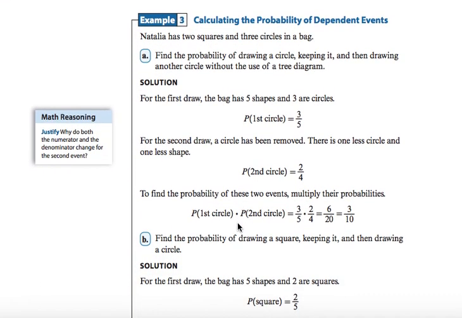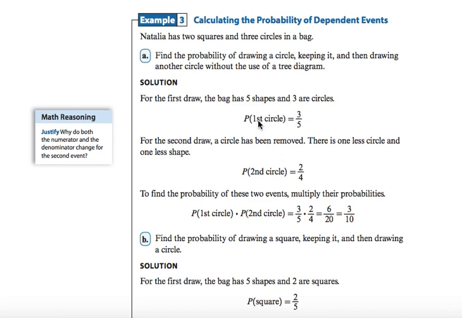Example 3. Let's calculate the probability of dependent events. Remember, dependent events are events where what happened in the first event matters to the second event. For example, Natalie has 2 squares and 3 circles in a bag. Find the probability of drawing a circle, keeping it, and then drawing another circle without the use of a tree diagram. For the first draw, the bag has 5 shapes. 3 are circles, 2 are squares. For the second draw, a circle has been removed. There is 1 less circle and 1 less shape.